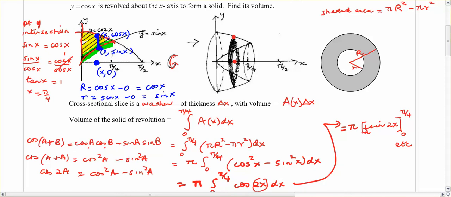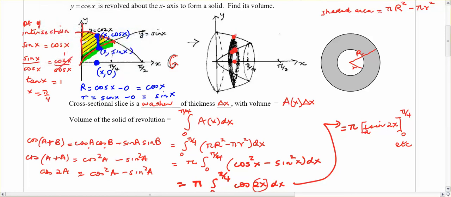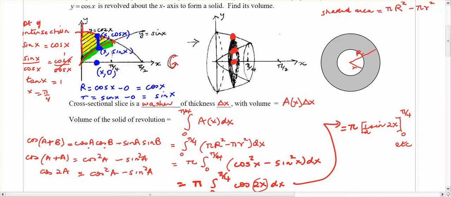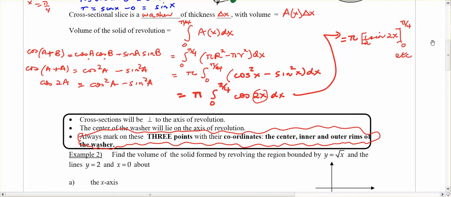So we picked the inner and outer rims of the washer with the 3 red dots, as opposed to going with the inner and outer rims here, because I don't know those equations. I'd have to work to find what they are, and sometimes that can be more complicated. Okay, what about when the axis of rotation is not an axis, like the x or y-axis?